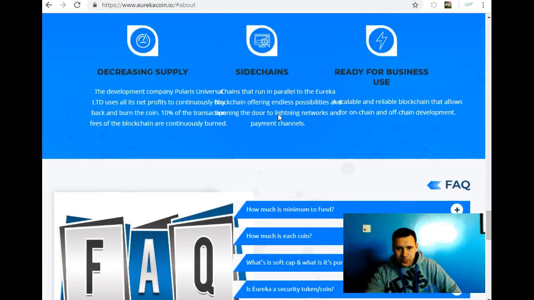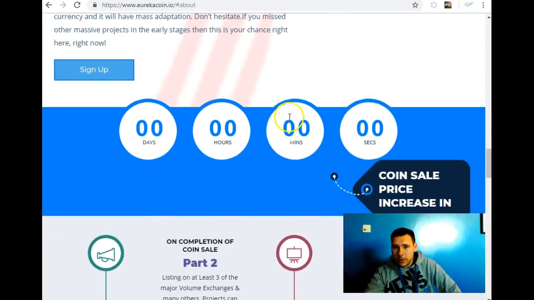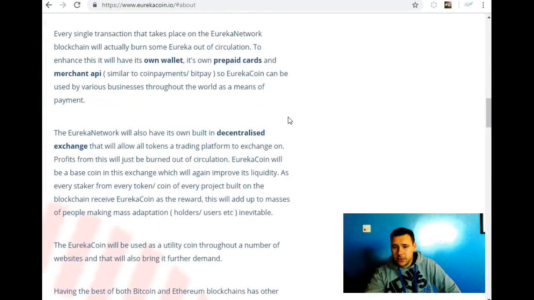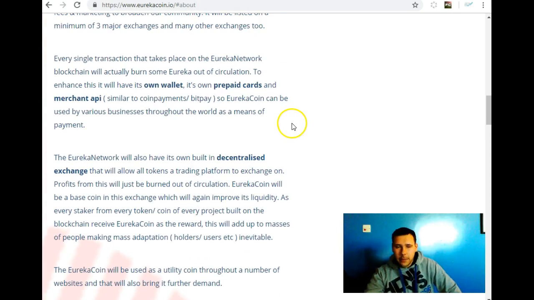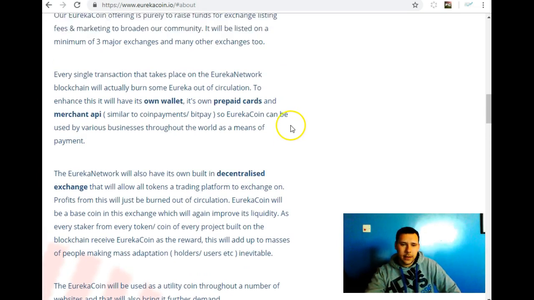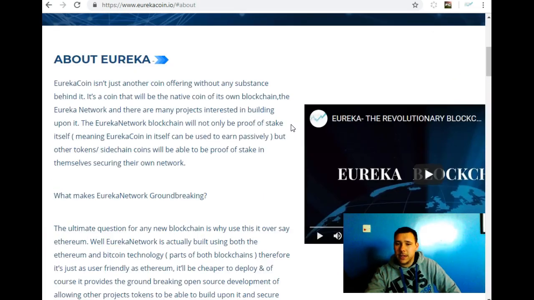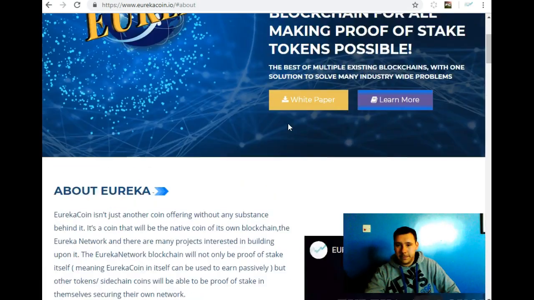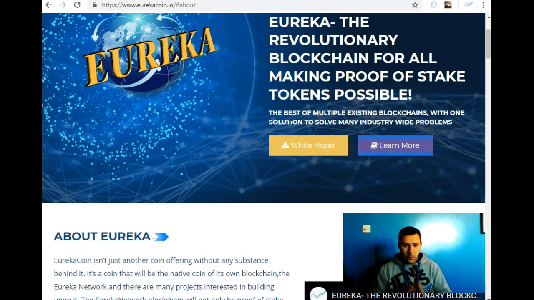We do already own our own decentralized exchange, so it will become an additional market inside there as well. And I want to talk about the pricing very, very quickly. The pricing at the minute is 6 cents per coin. It's in an ICO. When it reaches $200,000, that's going to be the end of the ICO.